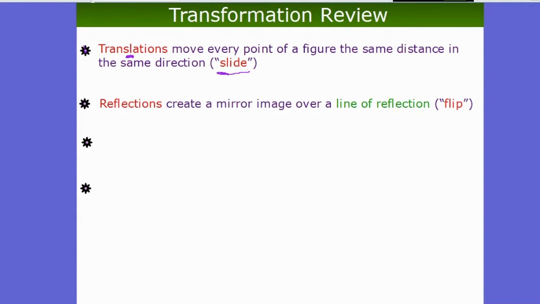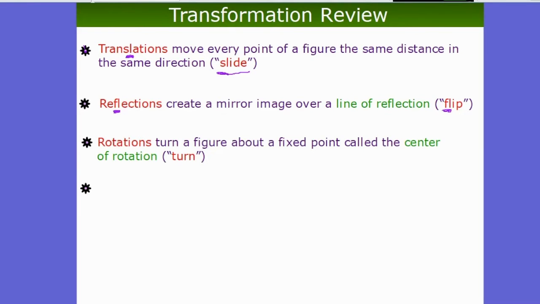A reflection is a mirror image, and we do this over what we call a line of reflection. And there's the same little trick here. There's an FL in reflections, and there's an FL in flip, which is the casual name of what a reflection is. We also have rotations, and they turn a figure about a fixed point.